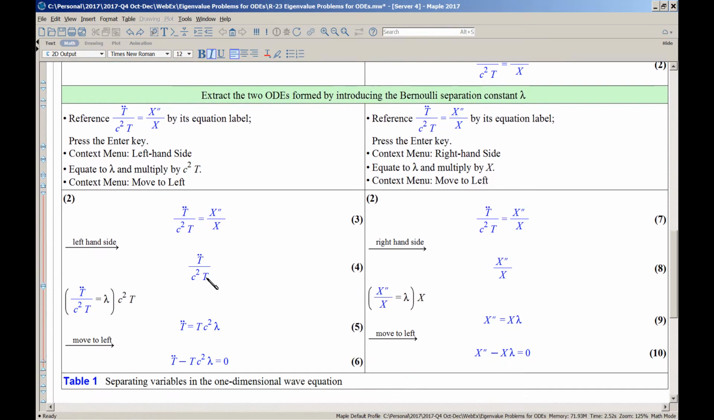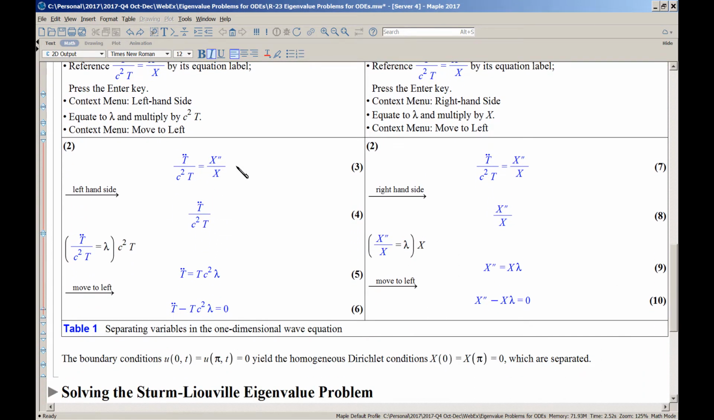So here is the way you handle the t equation. You take the left hand side, T double dot over c^2 T, set that equal to a constant, the Bernoulli separation constant, call it lambda, and multiply through by c^2 T. This is the equation you end up with. Bring everything to the left. Now I'm not going to be looking at this equation. I'm going to be doing the same thing on the right to get the equation in x.